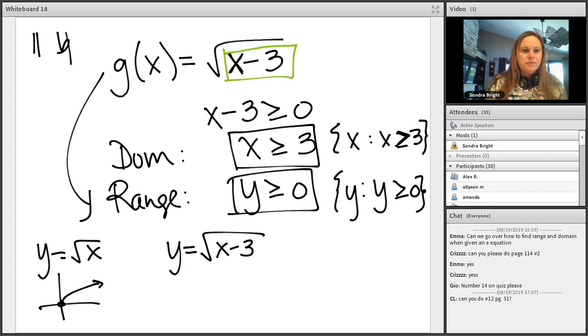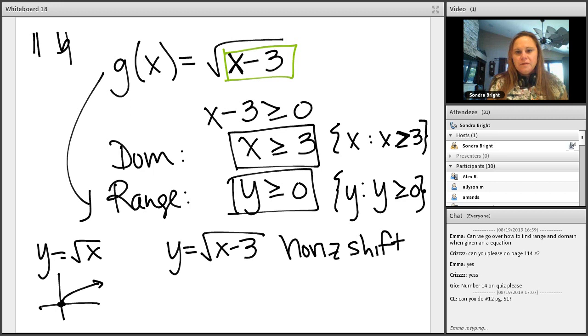Let's use better words. This is a horizontal shift right 3 units. No other shift up or down or a reflection or anything like that.